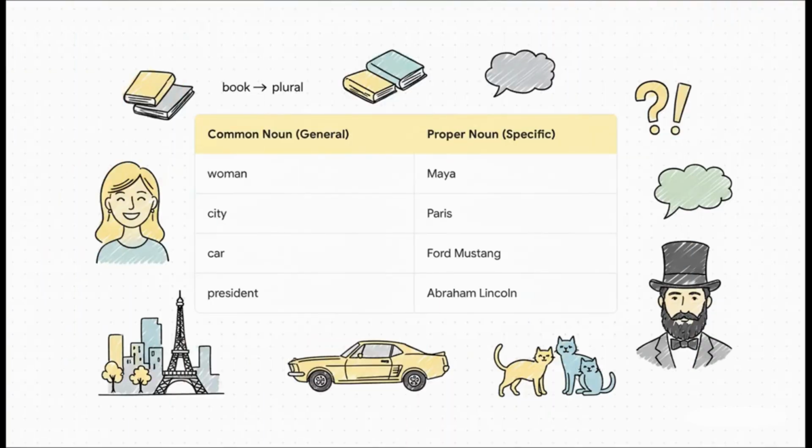Nouns usually fall into two big categories. You've got your common nouns, which are general, think woman. But when you name a specific woman, like Maya, that becomes a proper noun. Same thing with city versus Paris. The big takeaway here, and we're going to come back to this, is the difference between general and specific.